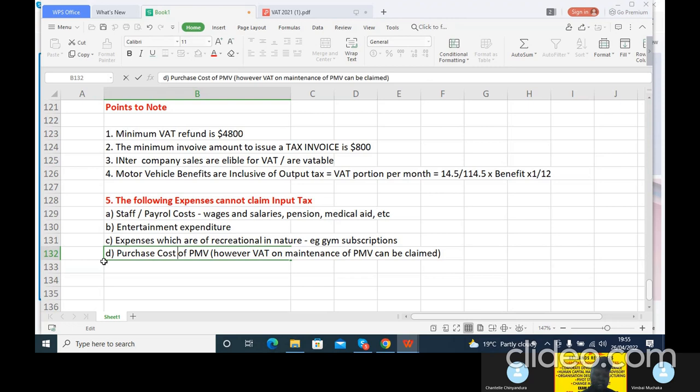Then crockery. You know, should you incur things like crockery? By crockery, we are saying canteen equipment, mostly pots and plates. These are canteen equipment. We don't claim input tax on these. Right?